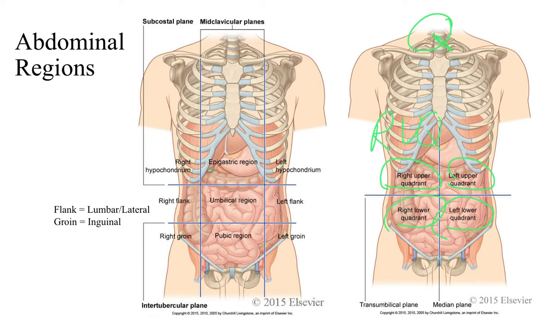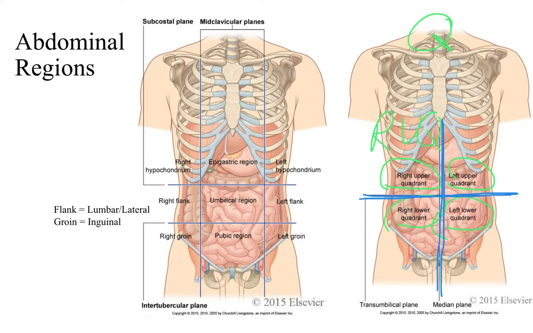And notice that when you divide into quadrants, we're using something called the transumbilical plane. The line is across the umbilicus, and we refer to that as the transumbilical plane, along with the median plane, right up the middle of the body. So that will divide the abdomen into 4 different quadrants.